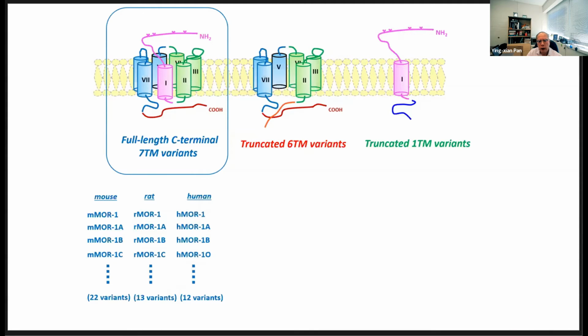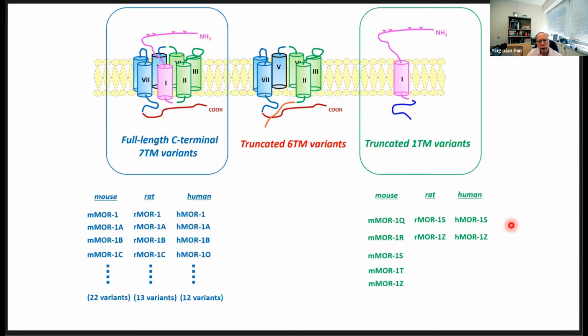The functional significance of these splice variants has been indicated in mu agonist-induced G protein coupling, phosphorylation, internalization, and desensitization. Using C-terminal truncation mouse models, we demonstrated that different C-terminal tails have important roles in mediating the actions of various opioids. I will not discuss this study today.